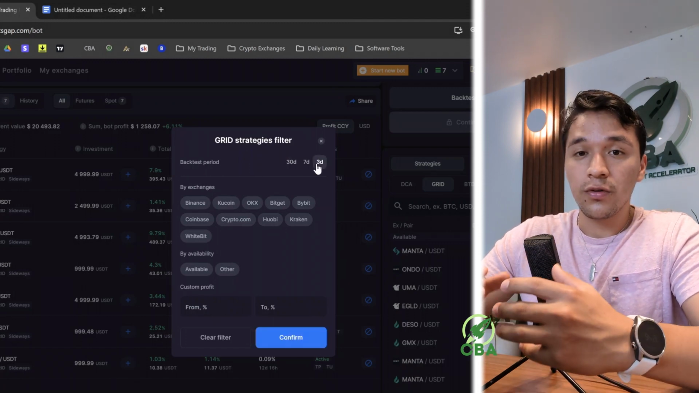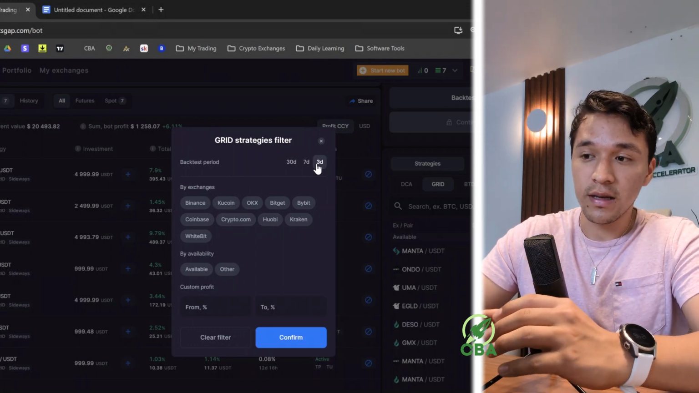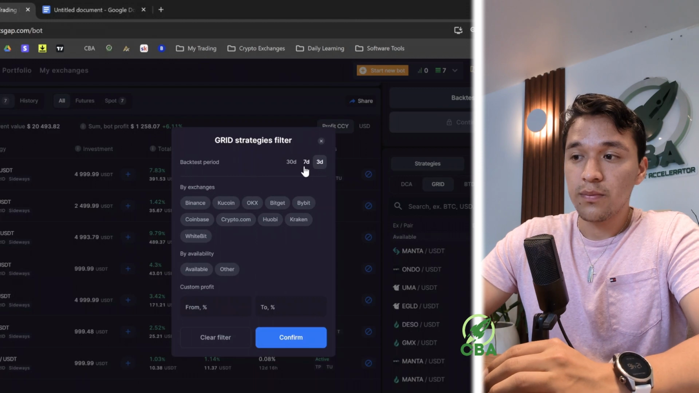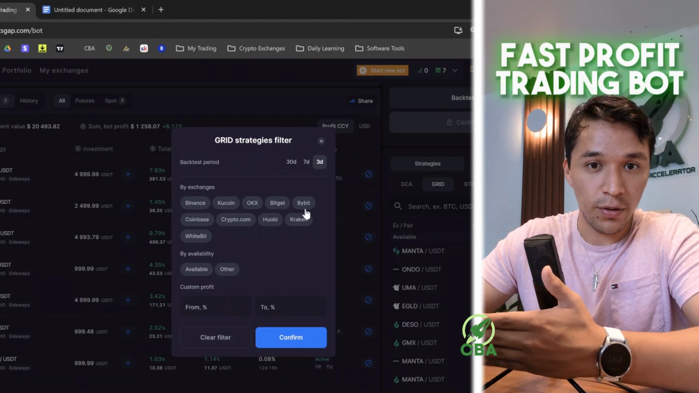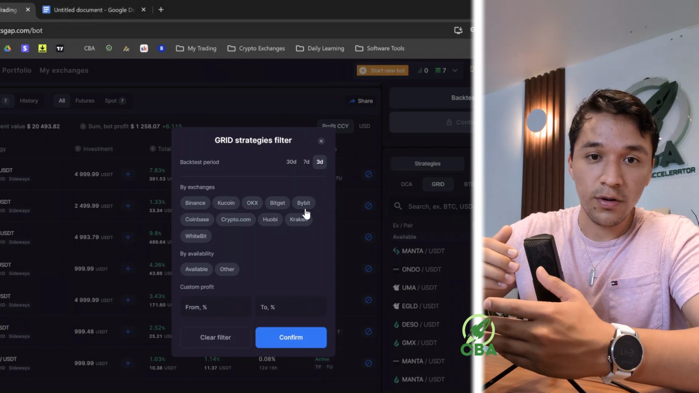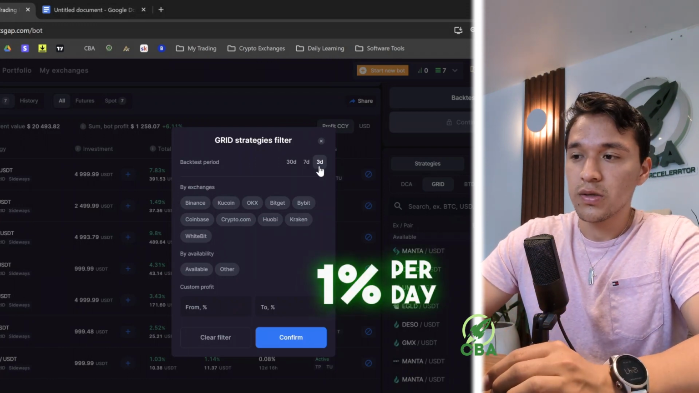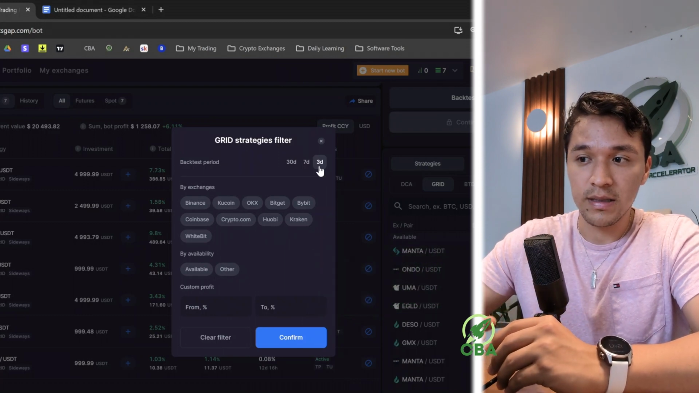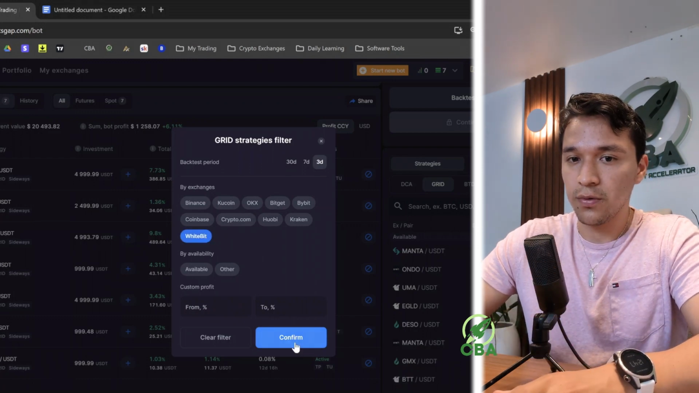Now, depending on your goals and depending on the approach you want to have, you're going to select the time frame or the backtest period. In this example, I'm going to do a fast profit trading bot. What does that mean? Is that I'm going to be shooting for at least 1% per day. Okay, so I'm going to be deploying the bot with a 3-day backtest period. Then I'm going to select the exchange, in this example, Whitebit.